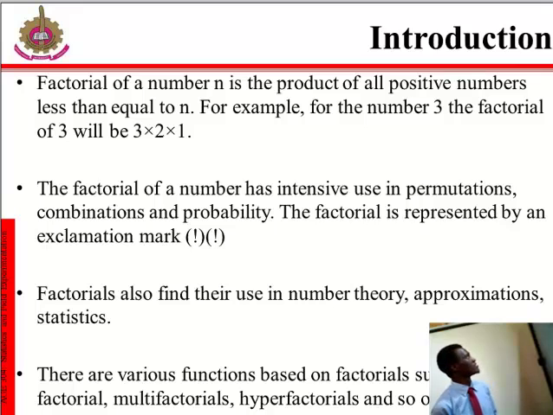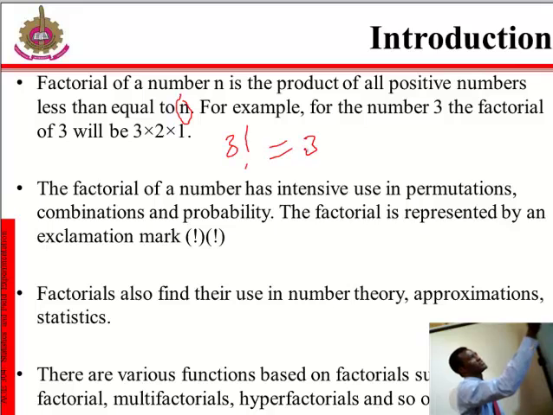Introduction. Factorial of a number n is the product of all positive numbers that are less than or equal to n. For example, for the number 3, the factorial of 3 would be 3 times 2 times 1. That is, 3 factorial will be 3 times 2 times 1.